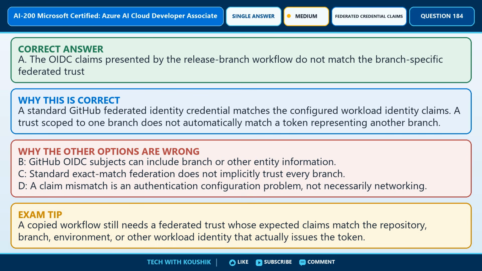Here is how to rule out the alternatives. B. GitHub OIDC subjects can include branch or other entity information. C. Standard exact match federation does not implicitly trust every branch. D. A claim mismatch is an authentication configuration problem, not necessarily networking. Remember this decision rule. A copied workflow still needs a federated trust whose expected claims match the repository, branch, environment, or other workload identity that actually issues the token.